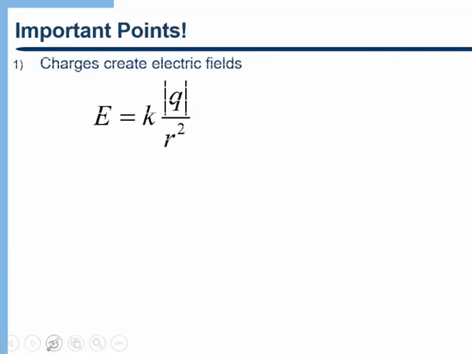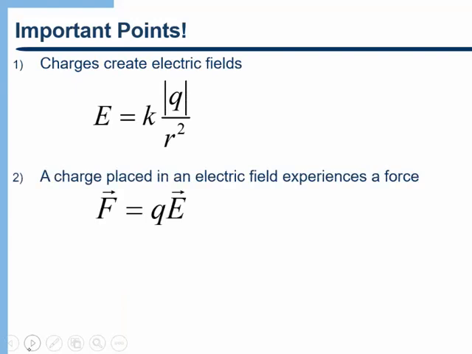So finally, just to summarize the two really important things we've talked about today. Charges create electric fields. If you have a charge, it's always creating an electric field. Just like if you have a mass, it's always creating a gravitational field. Also, if you take a charge and you place it in an electric field, it will experience a force. So charges create electric fields. If you take a charge and place it in an electric field created by other charges, it will experience a force.